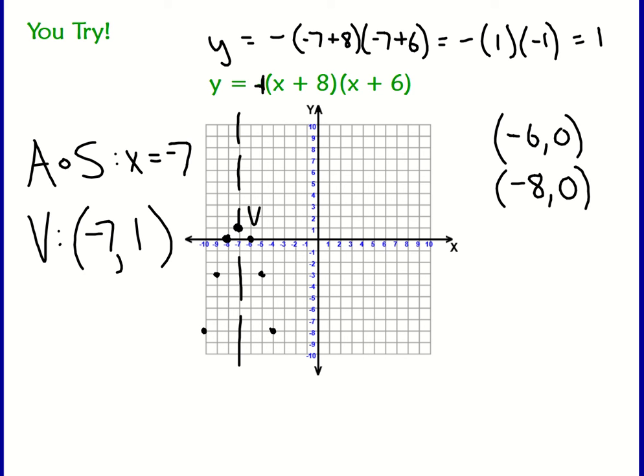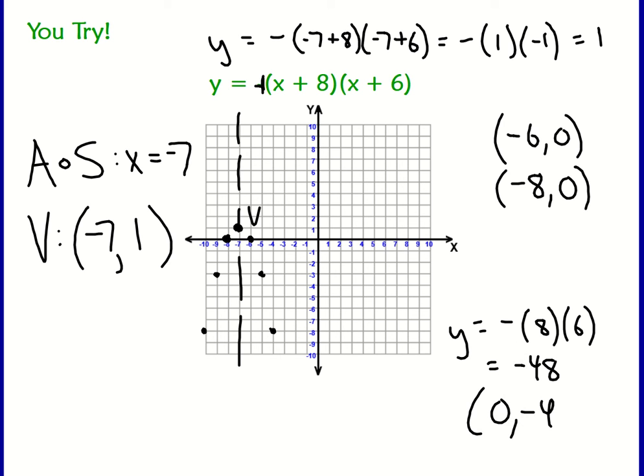The y-intercept at this point is really far off. If I want to find the y-intercept algebraically, I could put in 0 for x, and I would get y equals negative times 8 times 6, and I would get negative 48 for the y value. So the y-intercept would be 0, negative 48, which obviously is not going to fit on my graph. In fact, let's redo that one too.